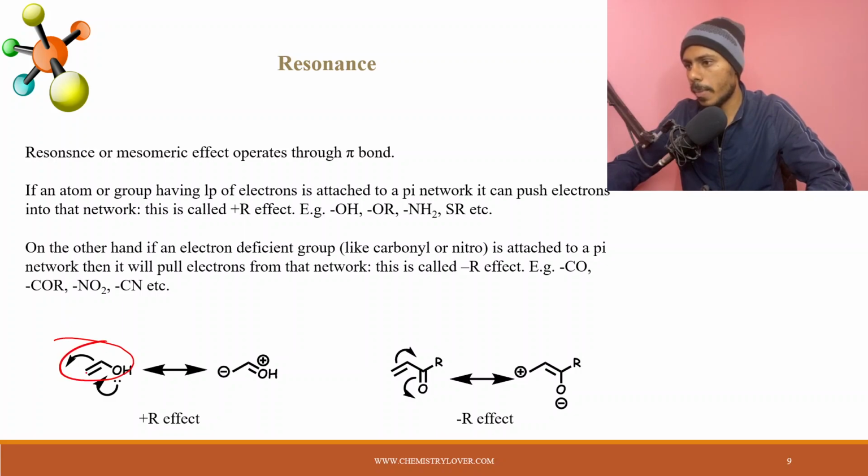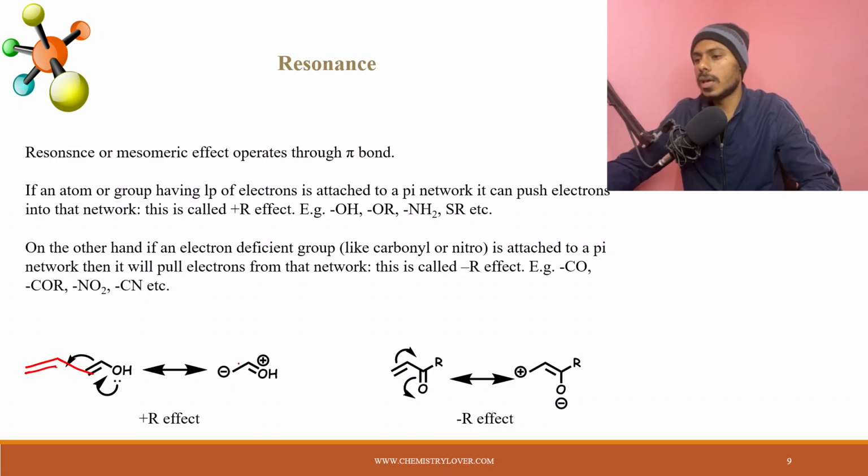So we have a pi network here. Now this pi network can be larger, or it may be like this. So the pi network can consist of only one pi bond, or it may consist of more than one pi bond. That does not matter, but presence of pi bond is very important.